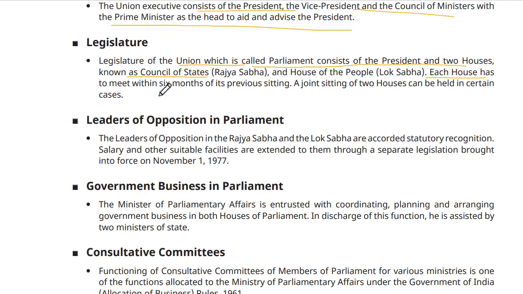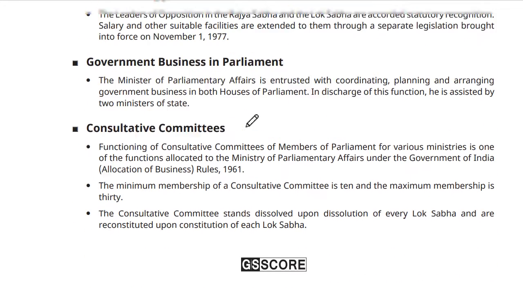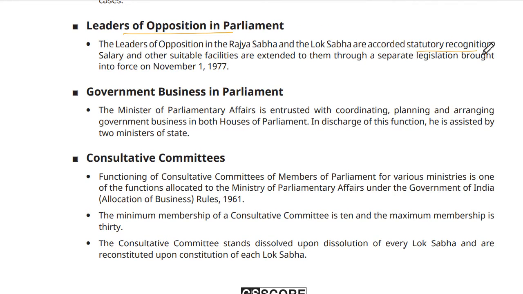Each House has to meet within 6 months of its previous sitting. A joint sitting of the two Houses can be held in certain cases. The Leaders of the Opposition in the Rajya Sabha and the Lok Sabha are accorded statutory recognition. Salary and other facilities are extended to them through a separate legislation brought into force on November 1, 1977.